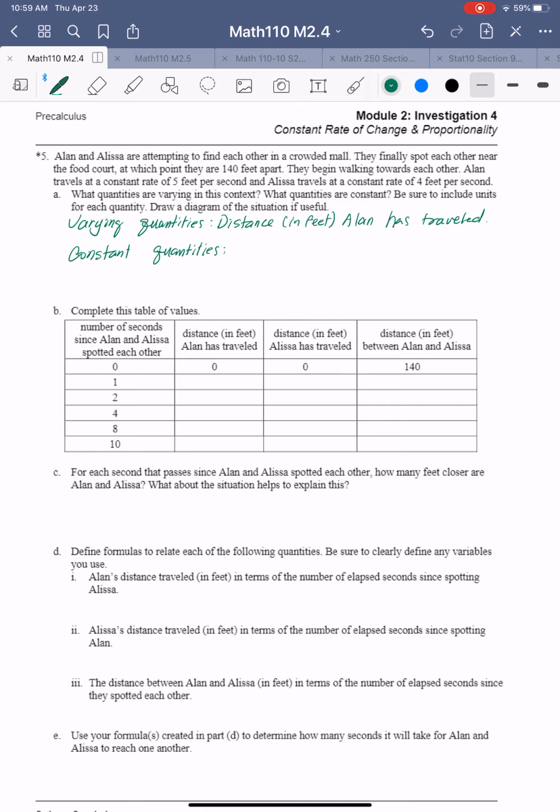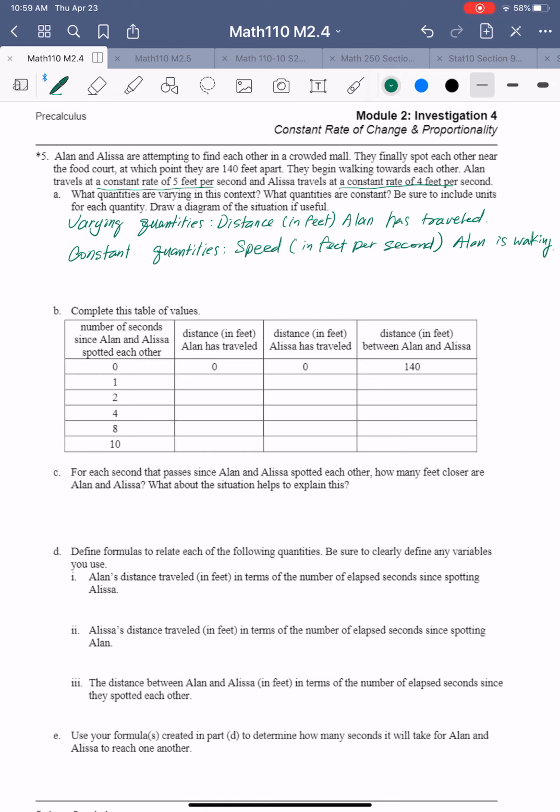So the constant quantity, of course, they already said the constant quantity as a rate. So they have a constant rate of walking, right? So it's going to be the speed, which is in feet per second, that Ellen is traveling or walking. And then also the speed in feet per second that Lisa is walking.